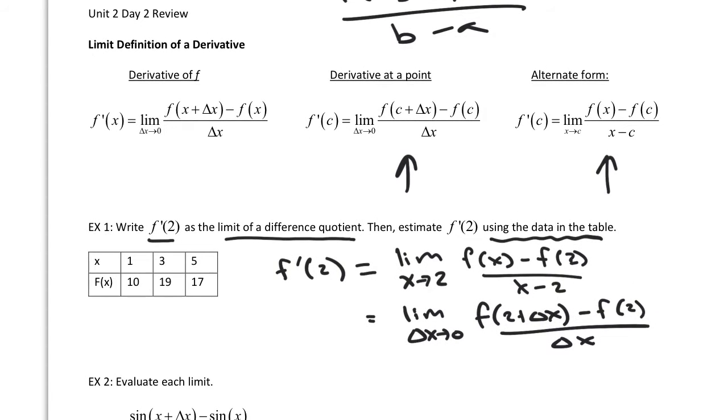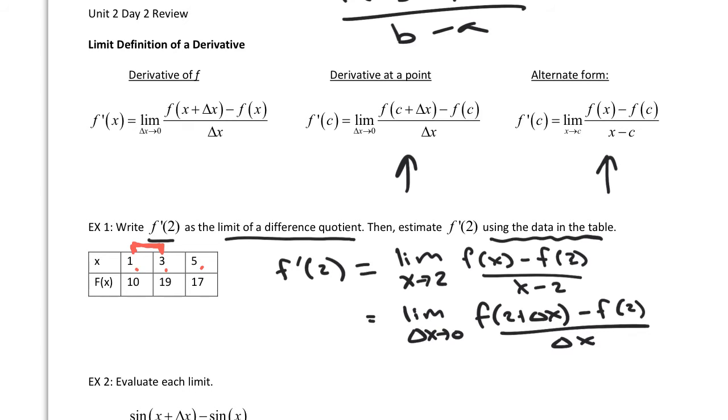And then the second part says we want to estimate f prime of 2 using the data in the table. Well, like we said, we aren't given x equals 2, but we're given 1 and 3 and 5. If I want to estimate f prime of 2, I should make a good choice numerically for that. And based on the choices here, 1, 3, and 5, it would make sense to use 1 and 3 as a way to estimate the derivative at x equals 2.